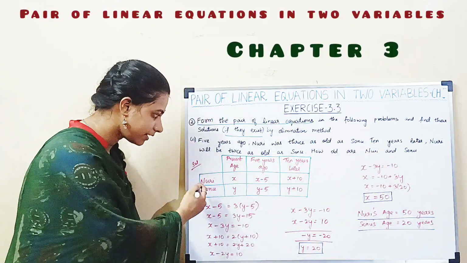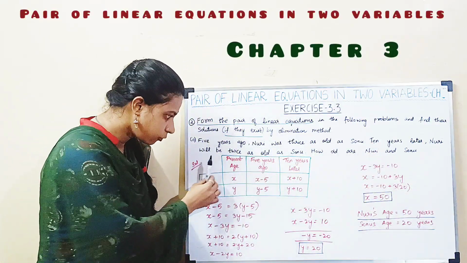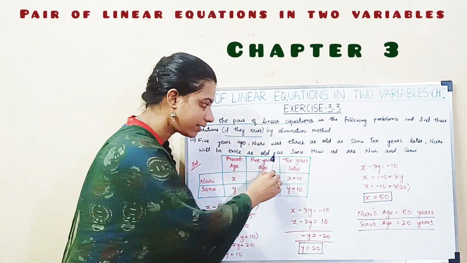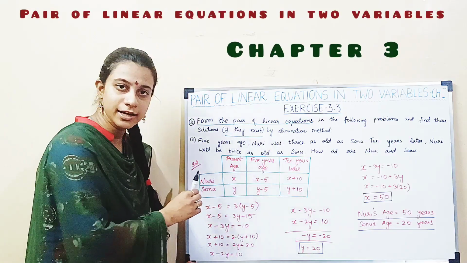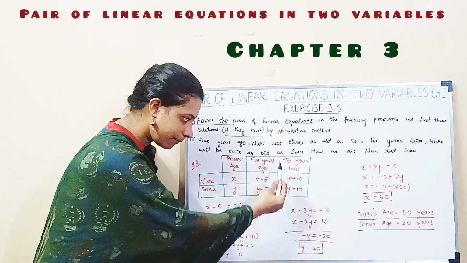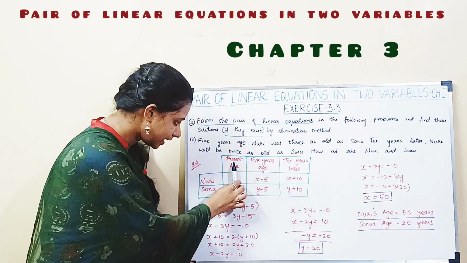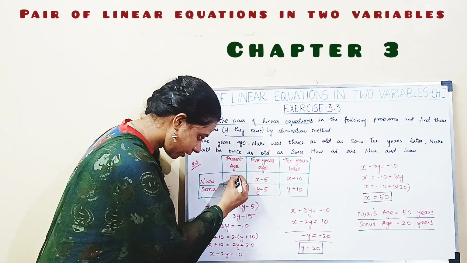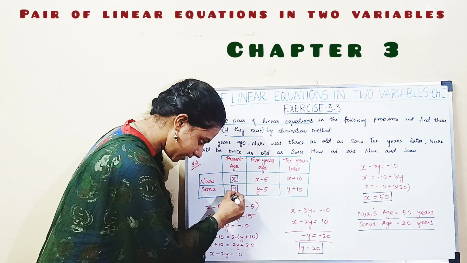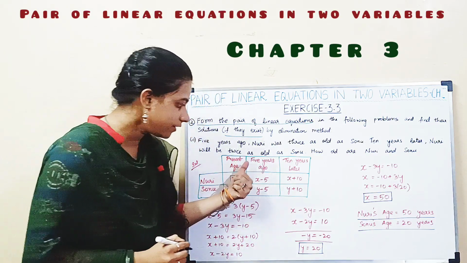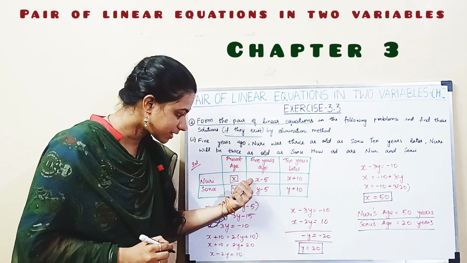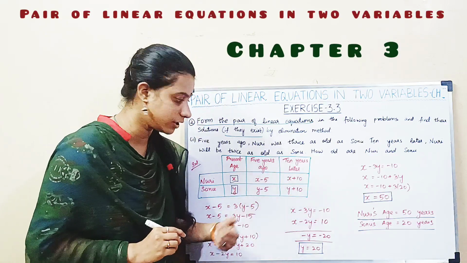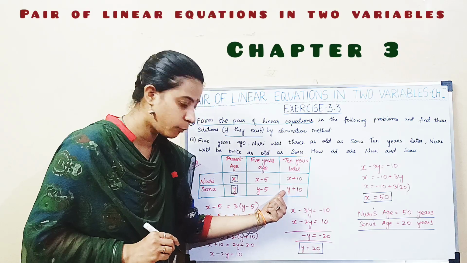So here first we are making a table where we are going to note down the present age, the age 5 years ago and 10 years later of Nuri and Sonu. So we are making a tabulation like this. We are considering the present age of Nuri to be x and Sonu to be y. So we are going to find x and y, that is the present ages of Nuri and Sonu. 5 years ago their ages will be x minus 5 and y minus 5, and 10 years later their ages are going to be x plus 10 and y plus 10.